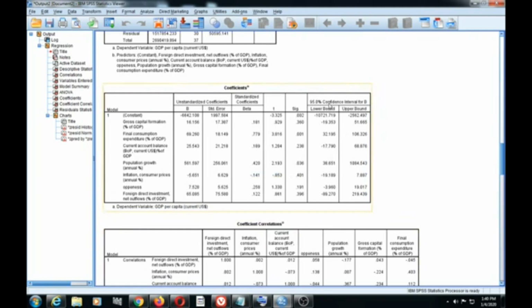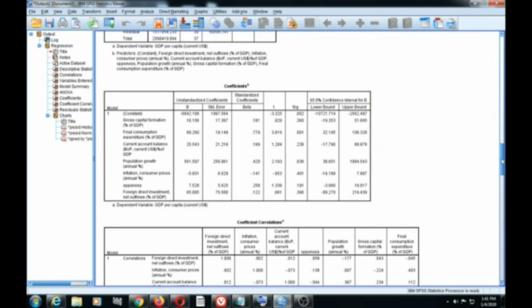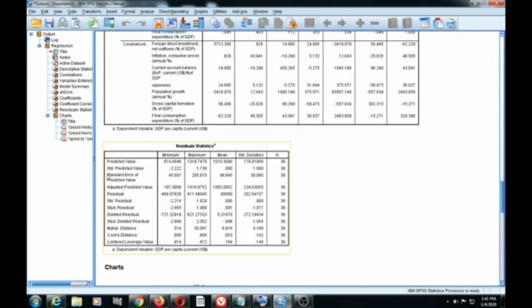Here is the confidence interval of our coefficient for significant variables like final consumption expenditure. The variation of GDP per capita is 69, and the confidence interval at 95% is 33 to 106. We can have the same interpretation for any explanatory variable. We also have a predicted value.